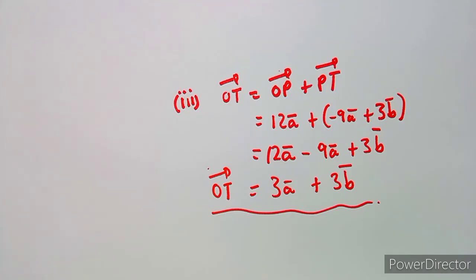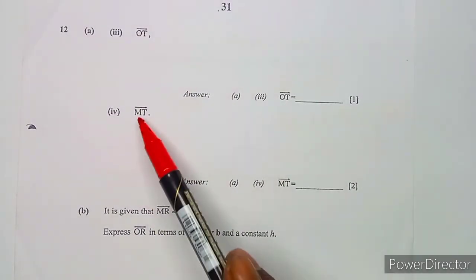And then the other part, we are given this relationship before we are asked to calculate MT now. Before the relation, MT, that is item 4.